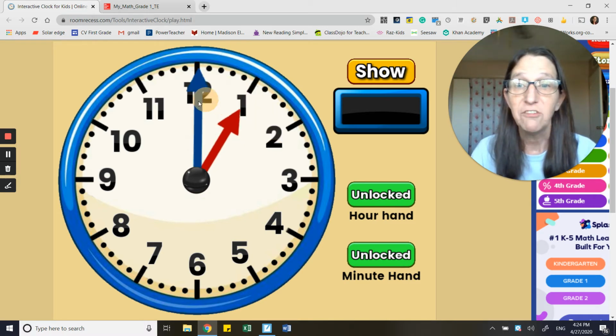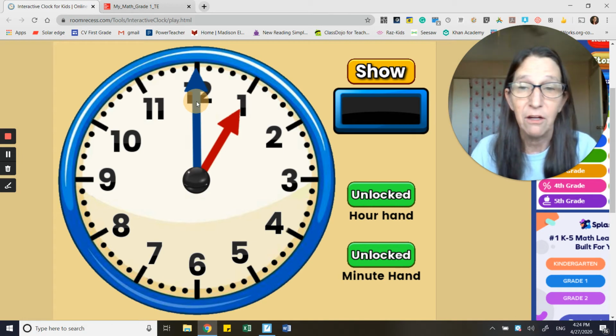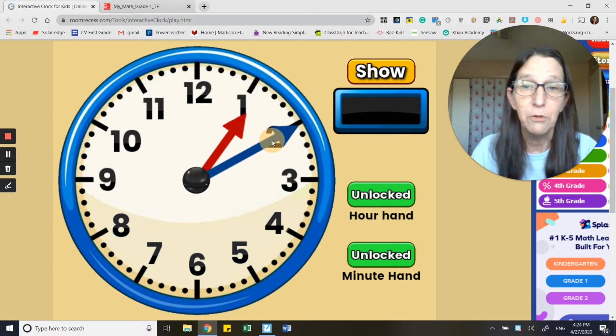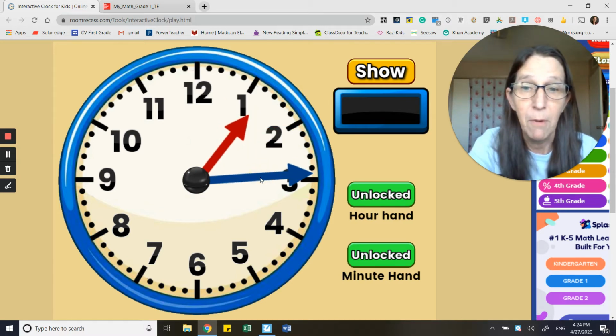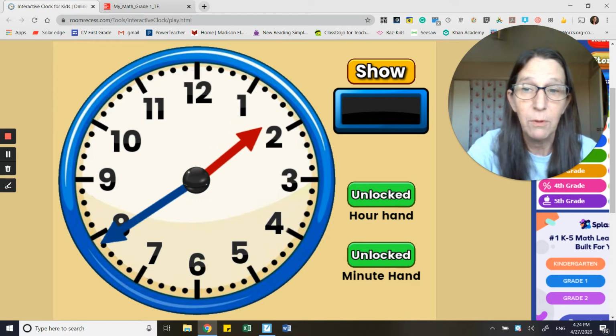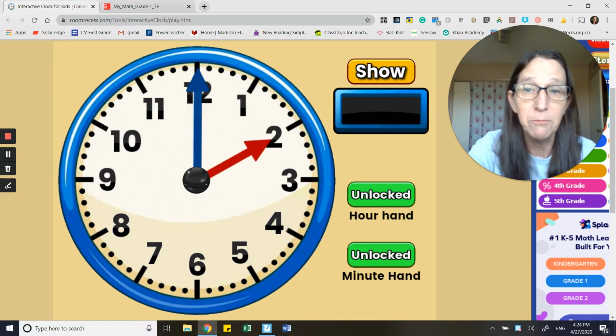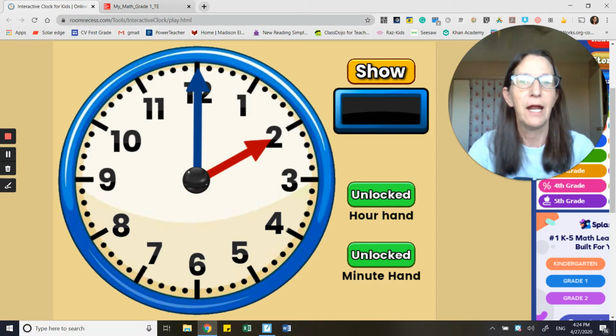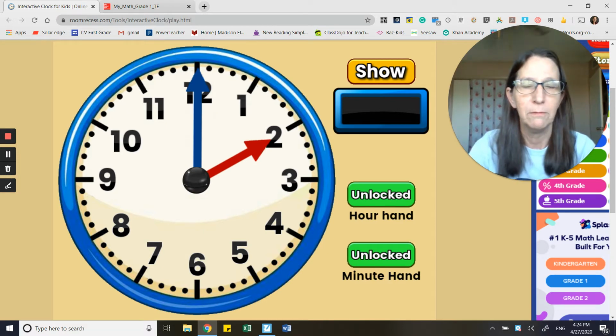But now as it's moving, I want you to watch that red hand. See, it's moving, but look how much slower it moves. This blue hand moves much, much faster. It can go all the way around, and by the time it goes all the way around and back up to the top, now that hour hand has moved 1 whole number.